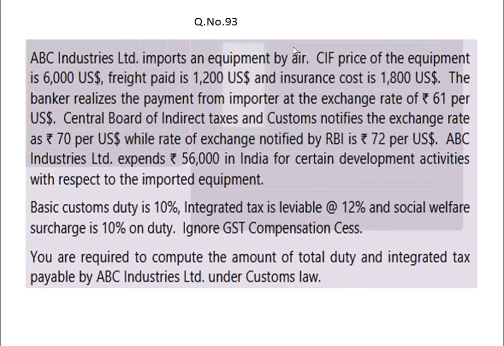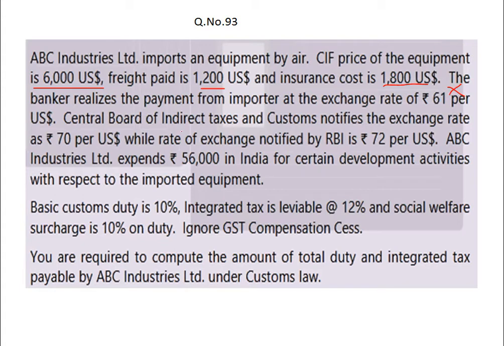Question number 93 says that ABC Industries Limited imports equipment by air, with 20% freight. The CIF of the equipment is given as $6,000 US. Freight is given actual, insurance cost is given, and bankers' payment from the importer at the exchange rate is 61. The banker rate is not taken.